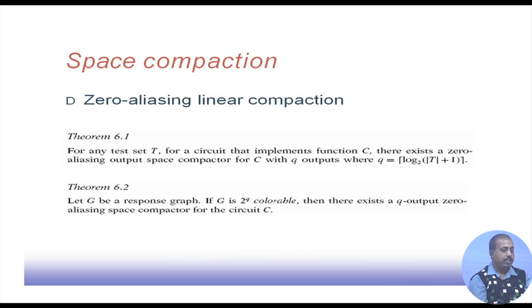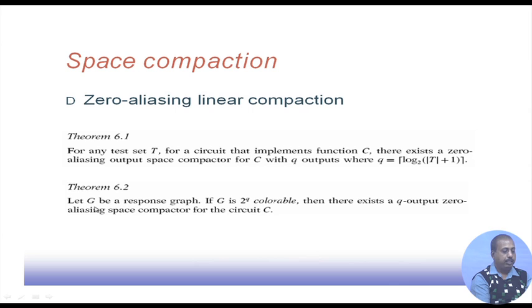Zero aliasing space compaction, linear compaction: it says there are 2 results. It says that for any test T for a circuit that implements function C, there exists a zero aliasing output space compactor C with Q outputs, where Q is given by log 2 of mod T plus 1. So, this is a result. If I have T as the test set, then mod of T is the size of the test set. We can always come up with a circuit C that has Q outputs, with Q equal to this, and there will be zero aliasing.